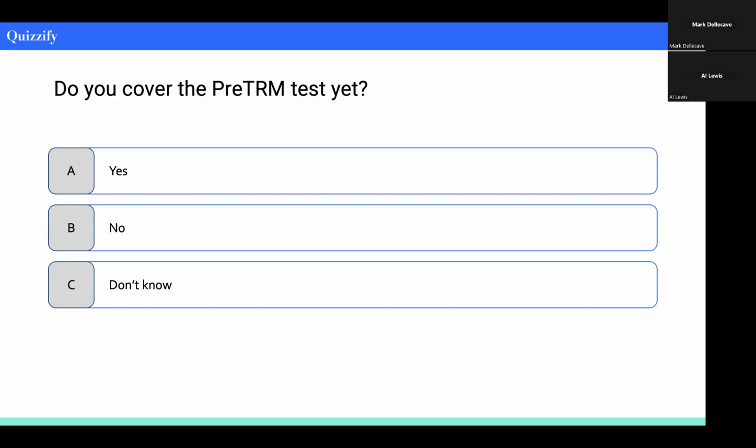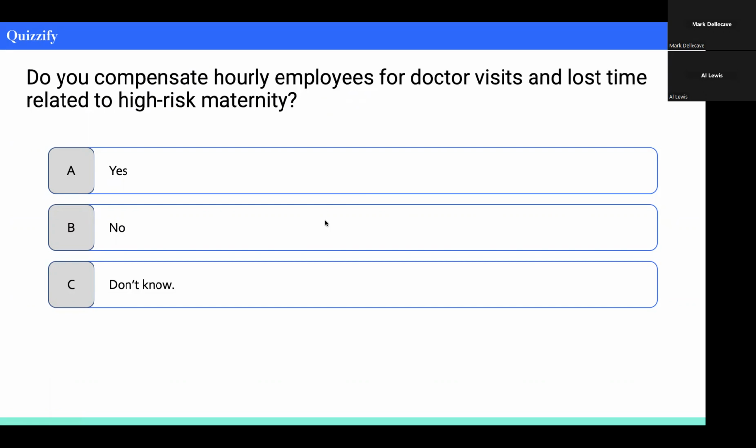So what do we get for do you cover the preterm test? Okay, so basically just very few people. A lot of people didn't answer actually. Well, you should is the bottom line. So we're going to do one now, whether or not you cover it. Do you compensate hourly workers for doctor visits and lost work time related to high-risk maternity? And Mark, do we have anything else that came in?